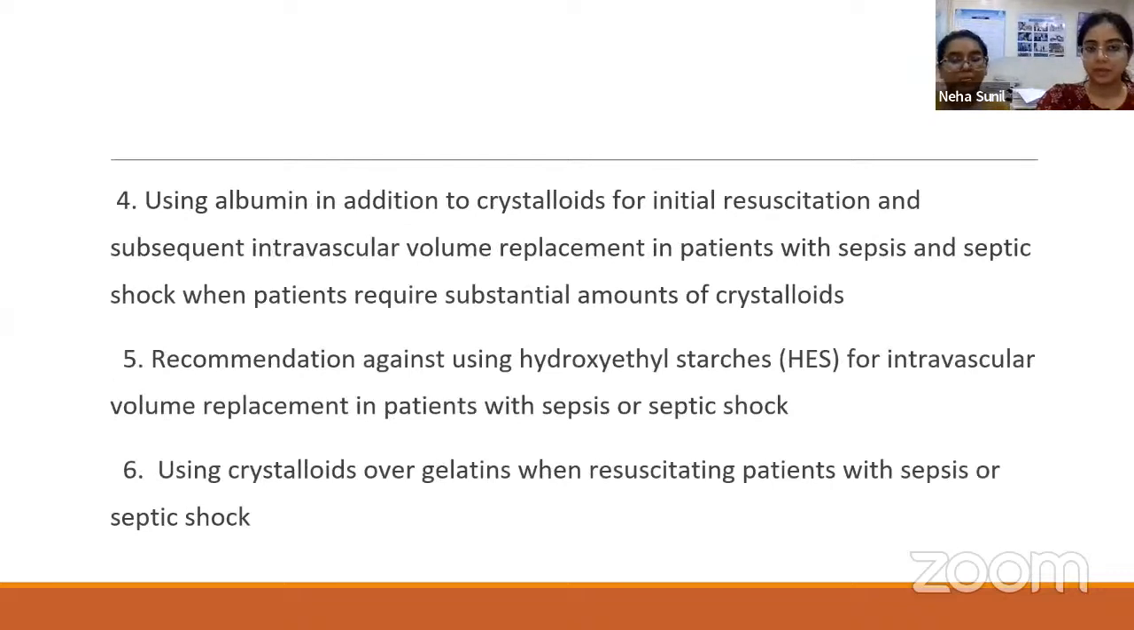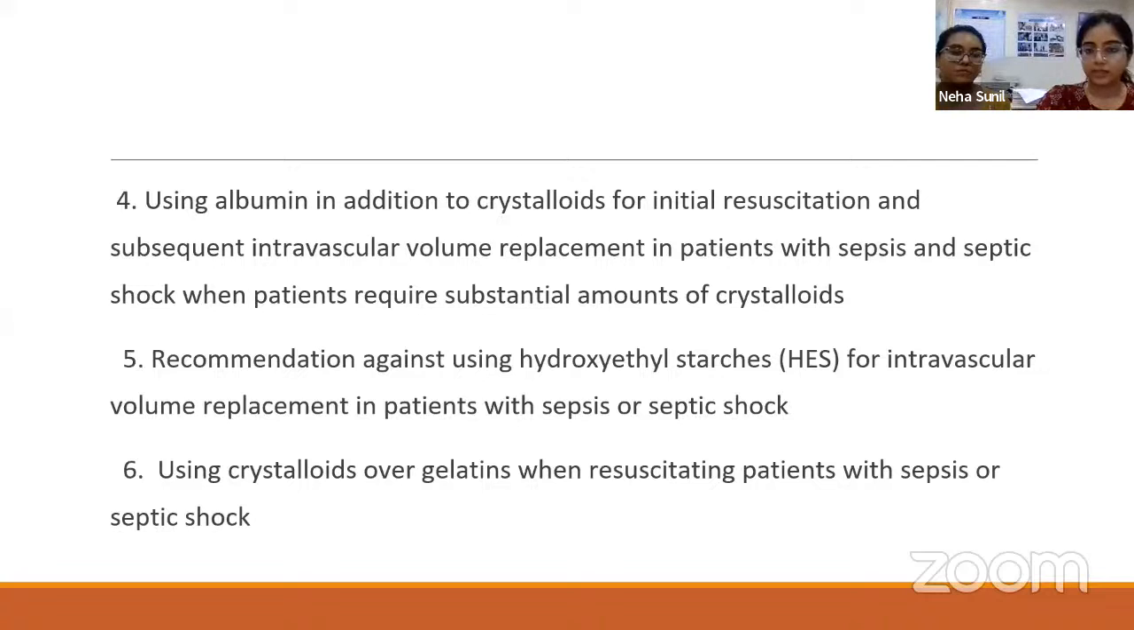Coming to the use of albumin, in addition to crystalloids for initial resuscitation and subsequent intravascular volume replacement in patients with sepsis and septic shock, when patients require substantial amounts of crystalloids. Only if we are not able to achieve a MAP of more than 65 after administering adequate fluid and adequate vasopressors, then albumin administration is done, and we can maintain it at a level of 30 grams per liter.